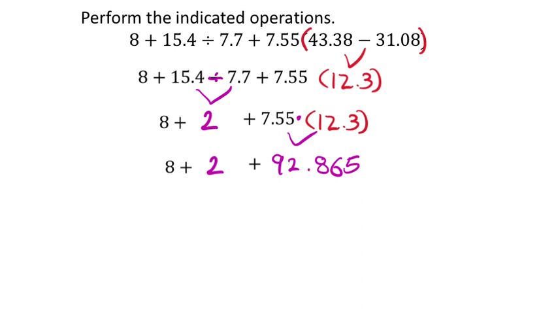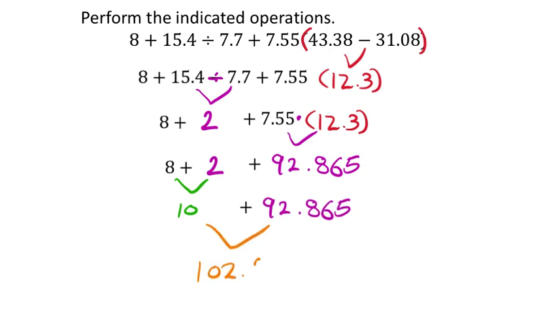92.865. And if you were to add, I'm just doing this from left to right, but there's only the same addition operation. So 8 plus 2 is 10. Now, if you wanted to just put this into the calculator and say the final answer is 102.865, that would be fine. Again, I'm showing more work than you'd probably need to even show on an exam. But now that we've done that addition, add these two again with the calculator, 102 and 865 thousandths. That's going to do it right there.